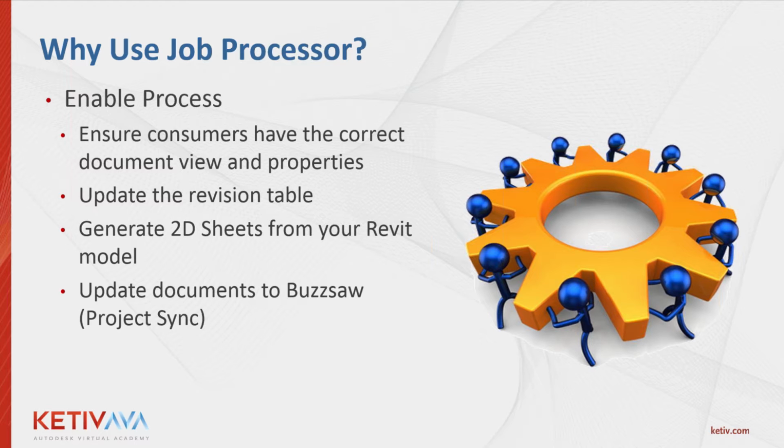And finally, out of the box, if you guys are using Project Sync with Buzzsaw, the job processor is actually used as the queue to upload and download documents from Vault into your Buzzsaw instance. So for anyone with Vault Professional out there, you do already have an entitlement to Buzzsaw that comes with Vault Professional, and you can download and start synchronizing files using the job processor between Vault and your Buzzsaw account.